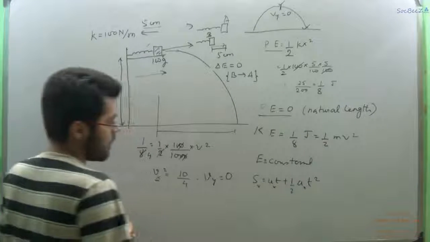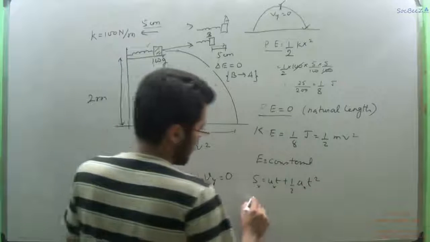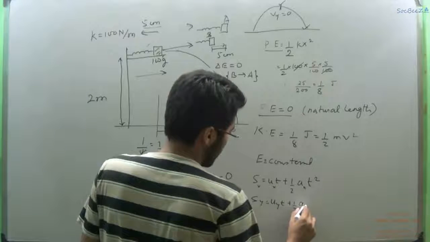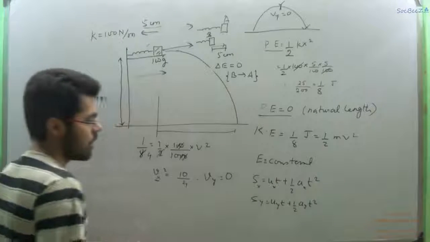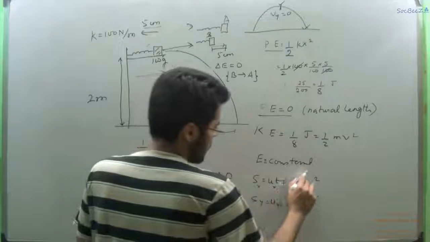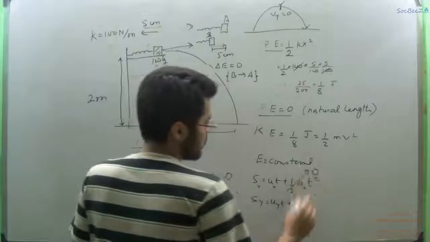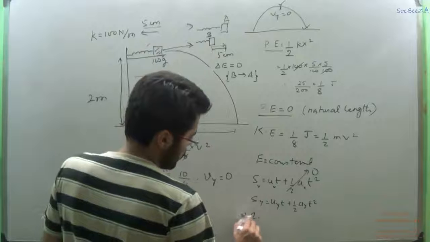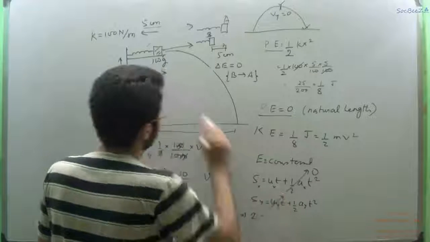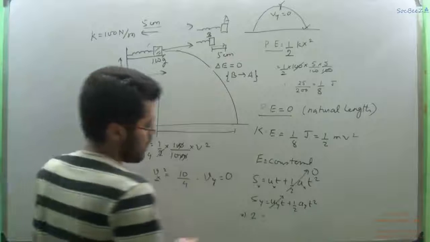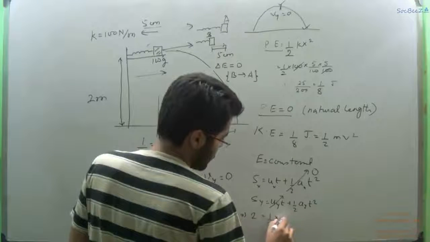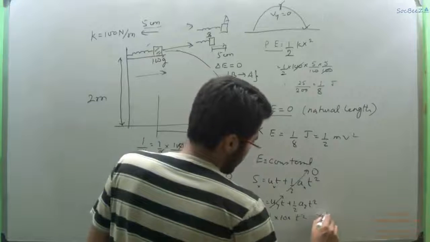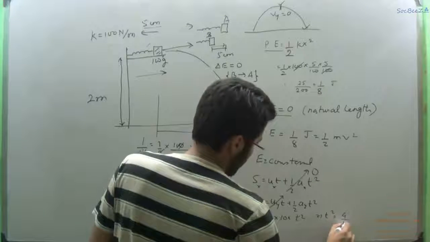Now how will we get time? Time we will get by sy equals uy t plus half ay t square. Now in x, this part is 0 because there is no horizontal acceleration. But in y we need to calculate it. So sy is 2 and what is uy? That is 0. There is no vertical velocity initially. So half of ay, considering it 10, t square. So t square is basically 4 by 10.